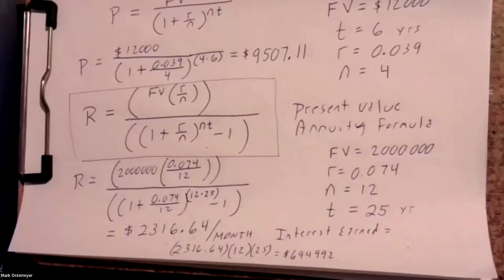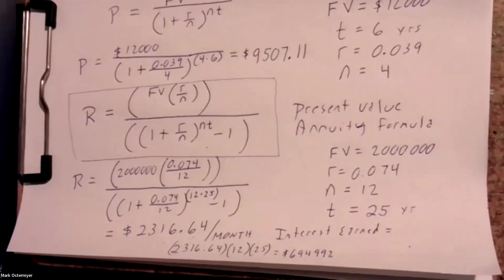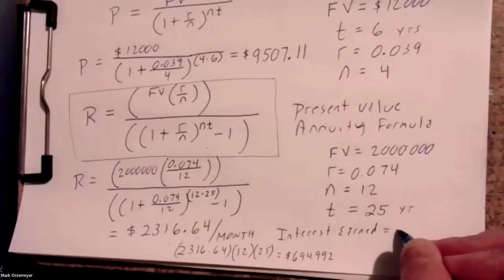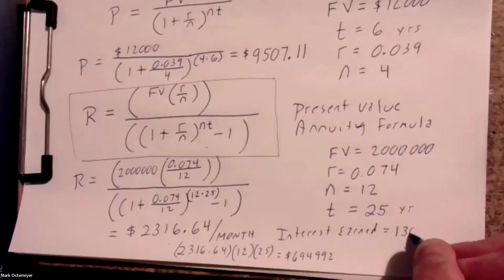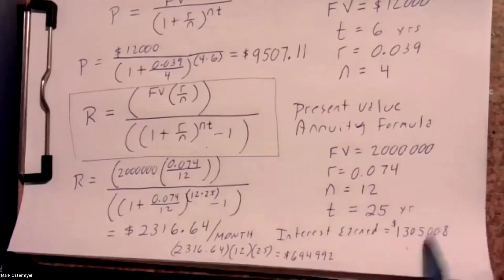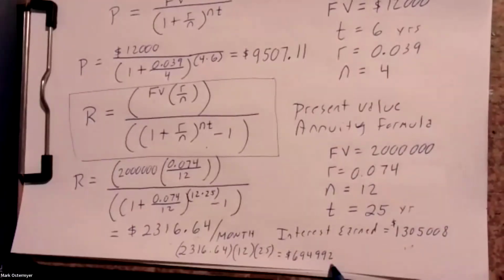Wow. We earned a lot of interest. Holy baloney. We earned tons of interest. We earned $1,305,008 worth of what? Interest. Do you agree? Look at all the interest we earned over 25 years. $1,305,008 of interest we will have earned over 25 years.